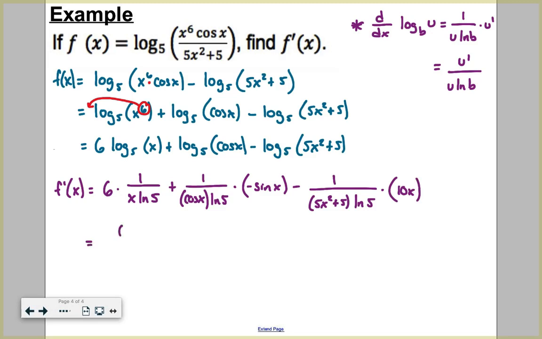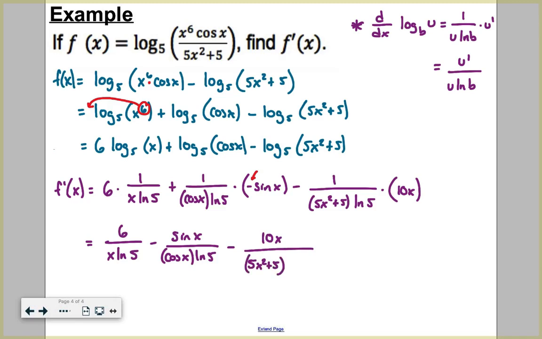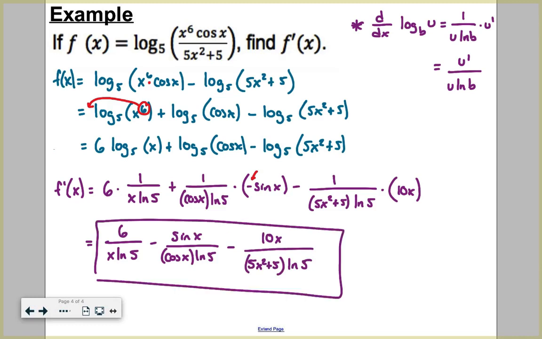So our first term is going to be 6 over x ln of 5 plus, and actually that should be a negative because of this negative sign. So let's make that change here. So minus sine of x all over cosine of x times the natural log of 5, and then minus 10x all over 5x squared plus 5 times natural log of 5. And that is it.